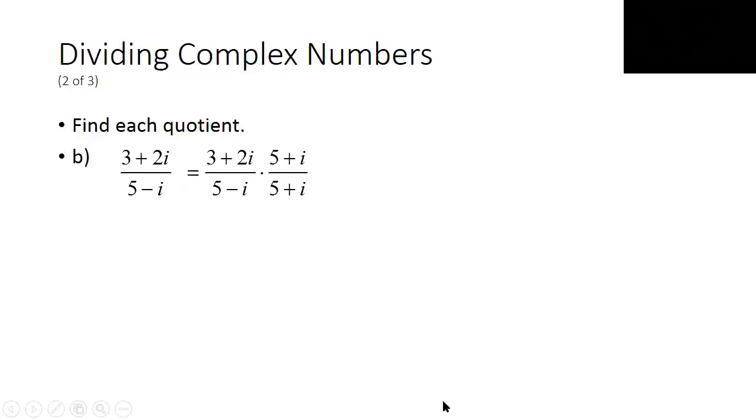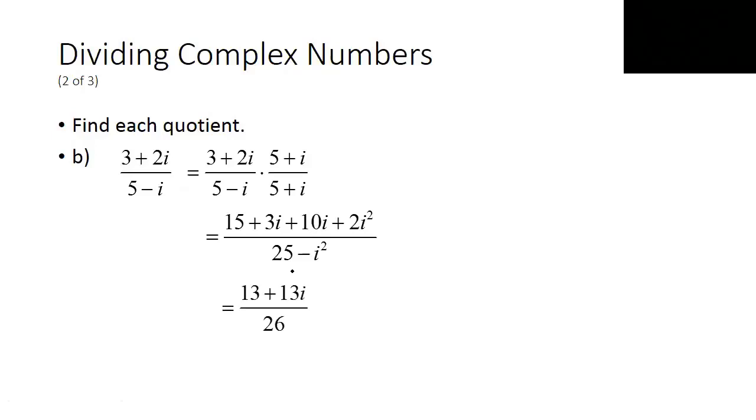All right, similarly, if I have 3 plus 2i over 5 minus i, you multiply by the conjugate of 5 minus i, which is 5 plus i, and then we proceed the same way. a squared would be 25, b squared would be i squared. So you notice that at the bottom of the fraction, we replace i squared with negative 1, and we get rid of the i at the bottom of the fraction. And then you can write it in standard form, similarly.